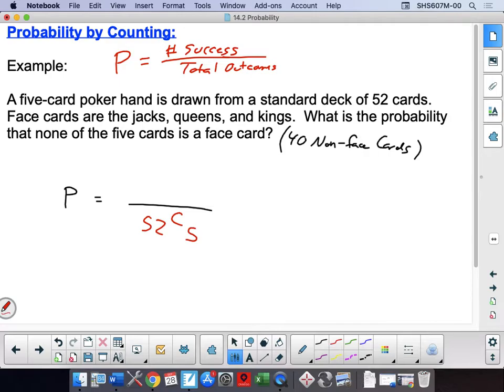So in our case, to find these non-face cards, these 40 cards, it's going to be 40 combination 5 again, because I don't care what order I get these 5 cards. But this is again a place where I'm counting, and I'm using this as a probability where I'm finding my successes. I want 5 out of these 40 non-face cards out of the total, 5 out of the 52. That's going to create my probability for me.